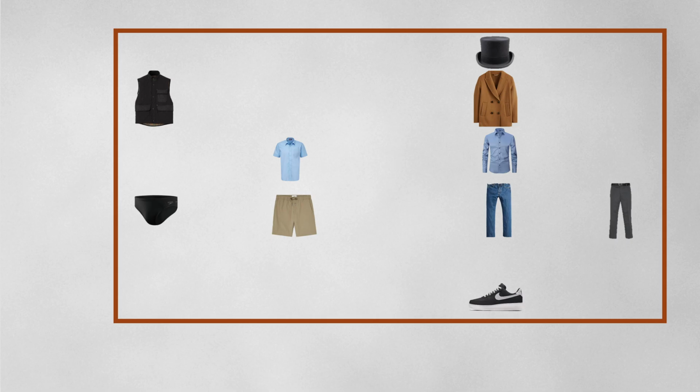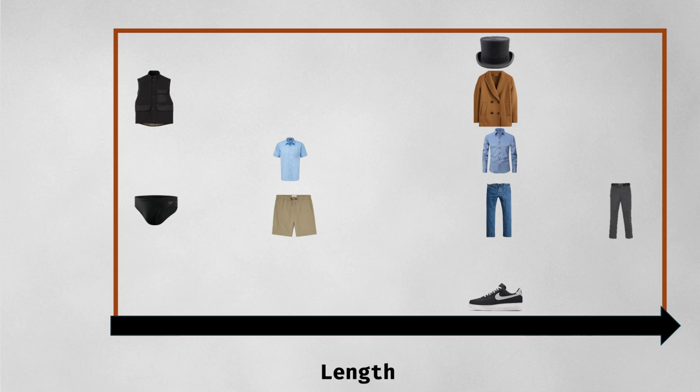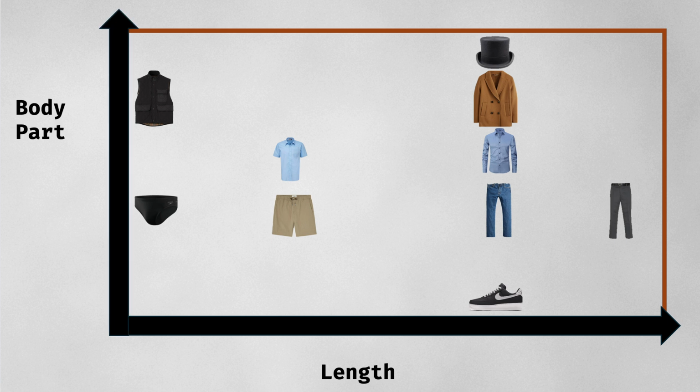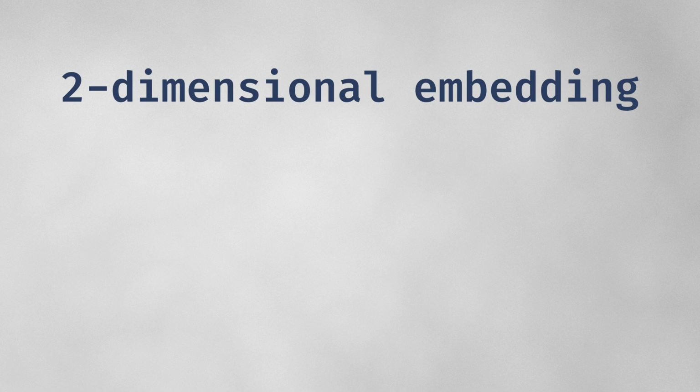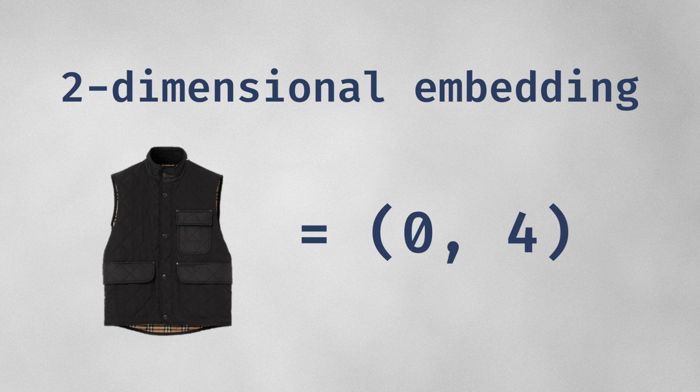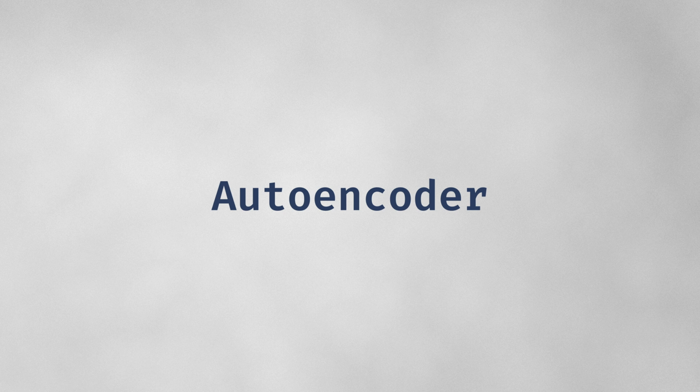We can think of my wardrobe like a graph. The x-axis is length, and the y-axis is body part. If we put some numbers on these axes, then I can describe a coat in two numbers, 4, 4. Then, to invent a gilet, I sampled from my embedding space to ask the question, what should be at the point 0, 4? In this case, we compress the information about clothing into just two numbers. This is the idea behind a type of generative model called an autoencoder.